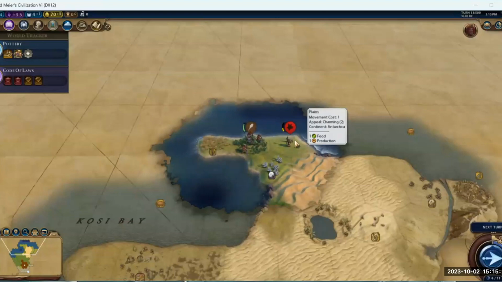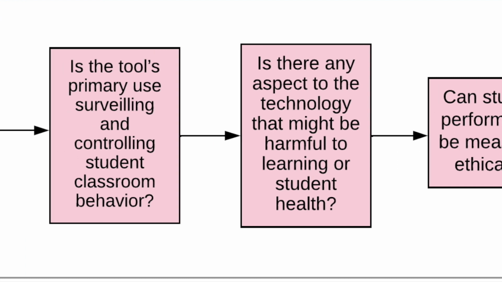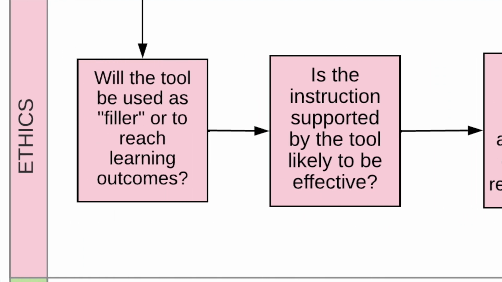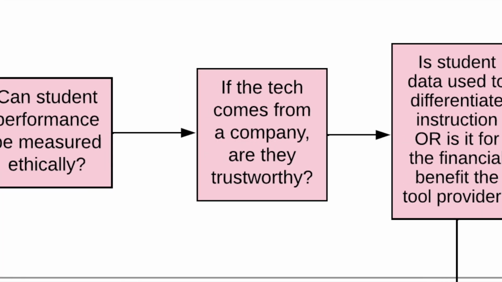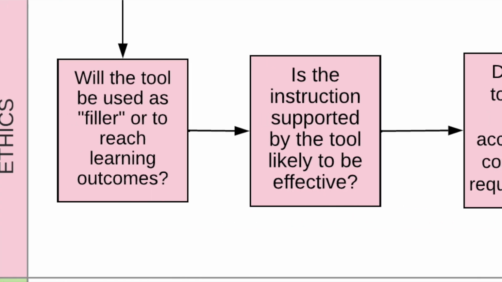I feel like overall, in the next node, the technology comes from a fairly trustworthy company. They've worked with educators in the past for a long time. Overall, they seem to be an okay company to work with. The student data, not really worried about the differentiation of instruction. They're not selling the data. So I'm okay with that in the next node.